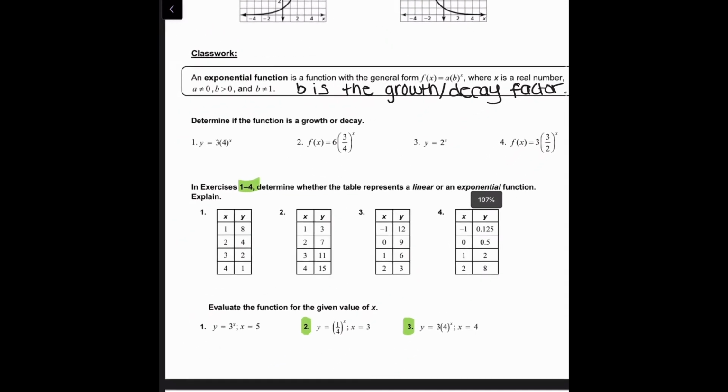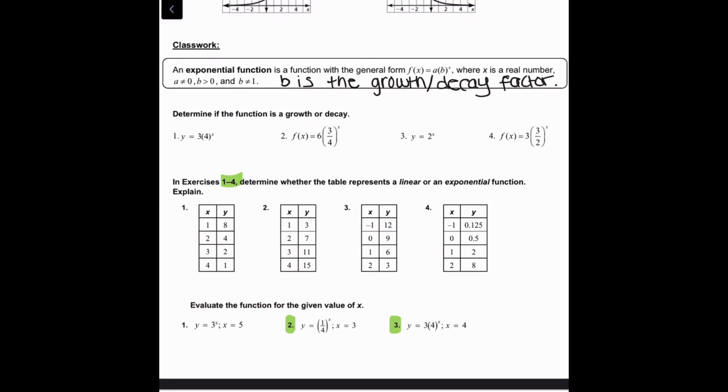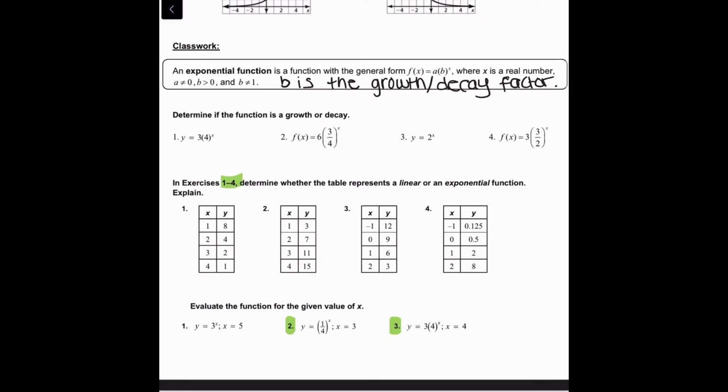Okay, a formal definition: an exponential function is a function with the general form f of x, which you usually write as y equals a times b to the power of x, where x is a real number, a cannot be 0, b has to be greater than 0, and b cannot equal 1. Just a couple of rules for these to be exponential functions. You have to know that b is called the growth or decay factor, so I would add that in right here. And I'll show you when it can be asked.